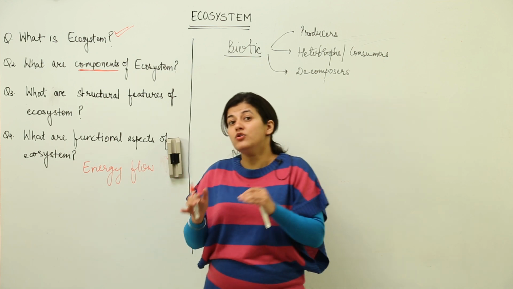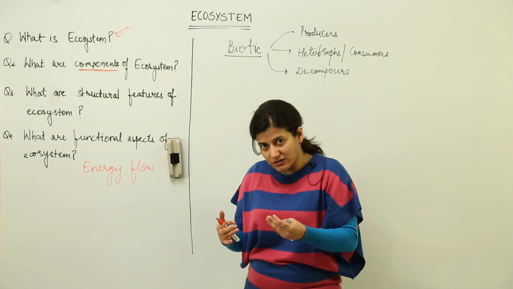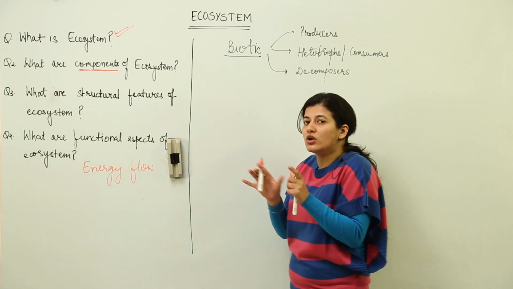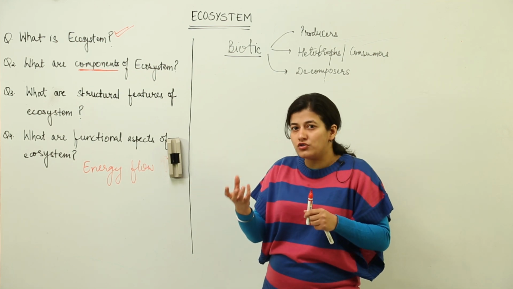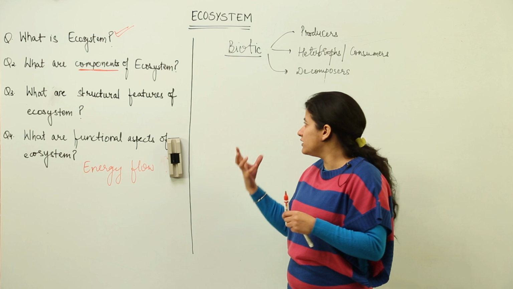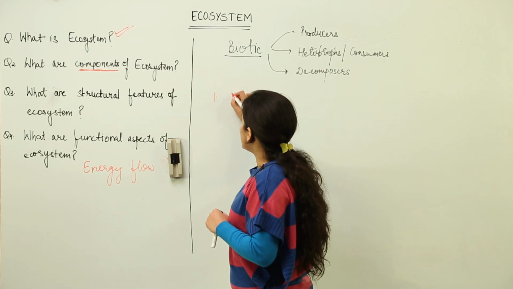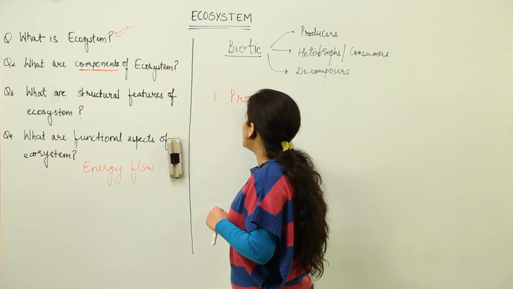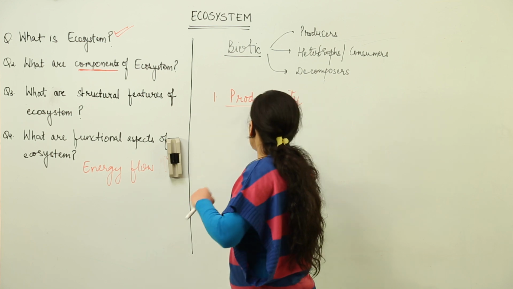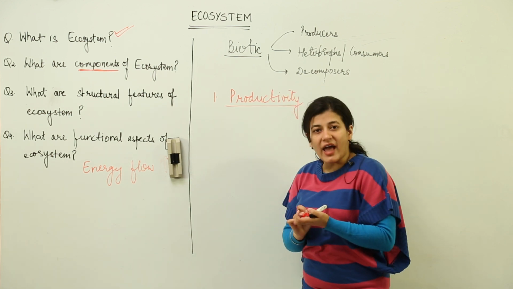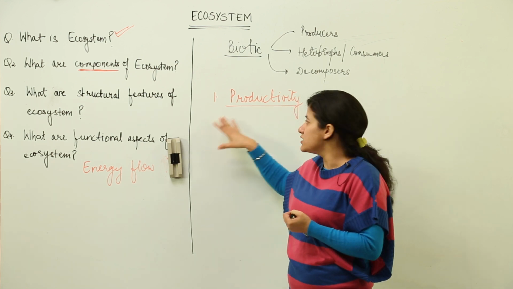But let's talk about who has produced that energy. There must be some living entity which has produced that energy, because we don't consume inorganic nutrients directly. You would never go and eat iron filings or chalk directly and not eat the organic food. So we have the most important functional aspect, that is productivity: how inorganic energy is converted to organic energy. What are the processes involved in it? Which biotic components are involved in this productivity?